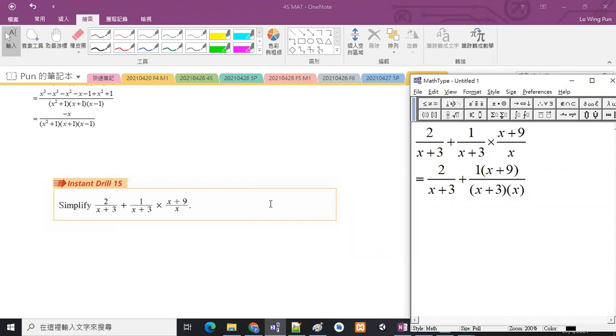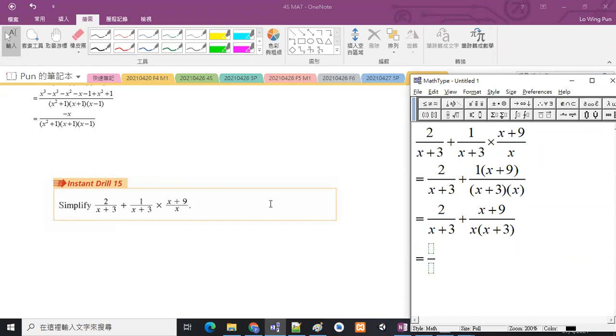OK, 唔係交叉相乘啊,唔係交叉相乘啊,得唔得?OK, 分數乘法係上邊乘上邊,下邊乘下邊,分子乘分子,分母乘分母,得唔得?OK, and then so let me just simplify this a little bit. It is x plus 9 over x times x plus 3. And then we need to add the two fractions together. Then we need to enlarge the fractions.